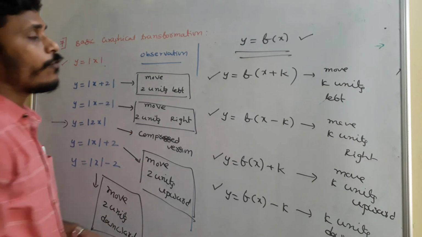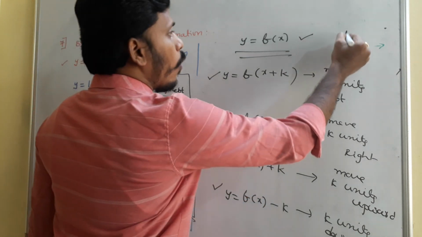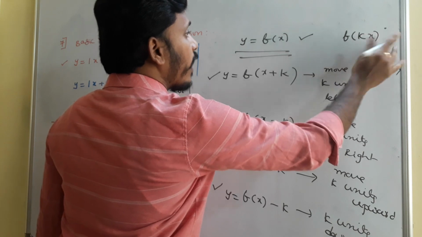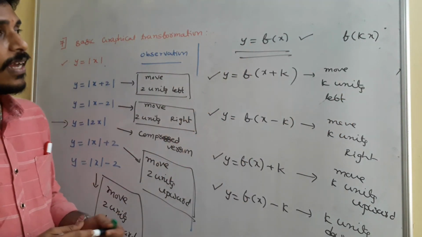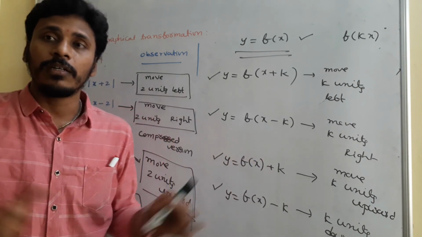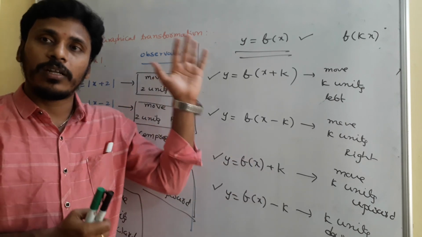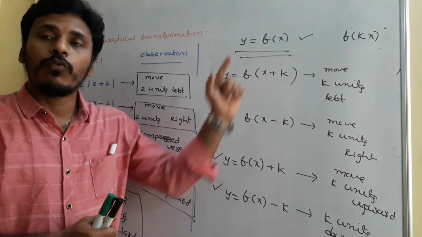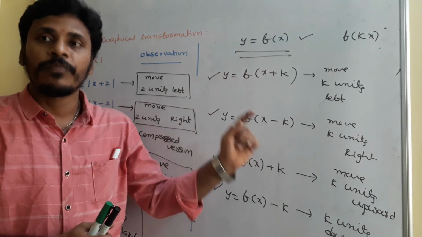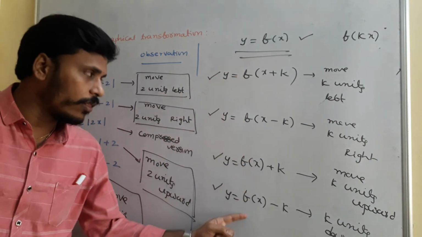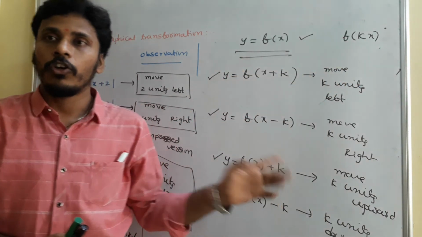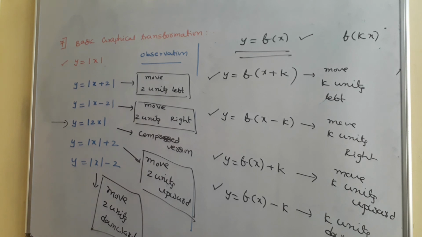Whereas if you wish to sketch the graph for y is equal to f of kx, we already have a graph for y is equal to f of x, then the graph for f of kx is simply the compressed version of the original graph. If you have the original graph y is equal to f of x, with that we can easily sketch the graphs for all these functions. This is something about the basic graphical transformations.